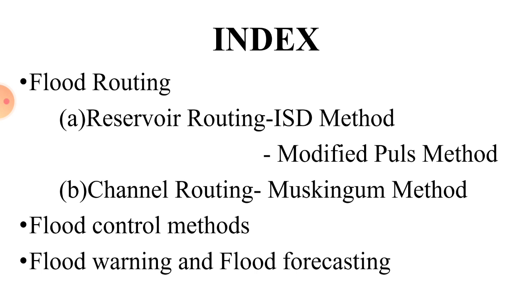First topic is flood routing and their classification. Mainly, flood routing is divided into two types: first one reservoir routing and second one channel flood routing. In reservoir routing, we have two methods: first one is the ISD method and second one is the modified Pulse method. In channel routing, we have only one method, that is the Muskingum method.